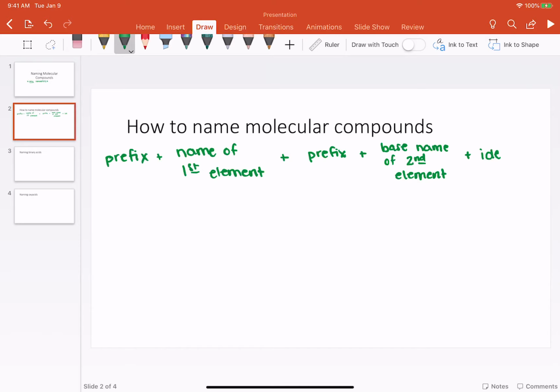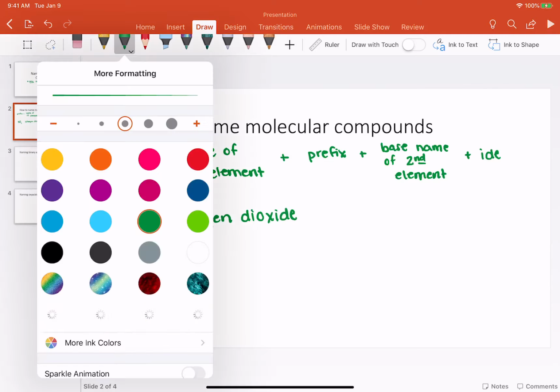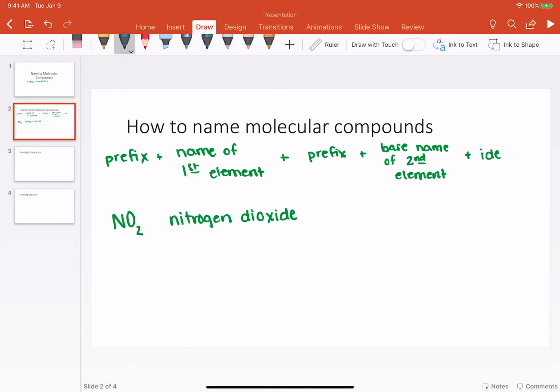So what does this look like? Let's say that we have NO2. Notice that nitrogen and oxygen are both nonmetals, so we're going to use this molecular naming convention. And this is going to be called nitrogen dioxide. So notice there's only one nitrogen. We usually leave the prefix off when it's the first element, if there's only one of them. So we don't use mono if there's only one of the first element. We just write the name of the first element.